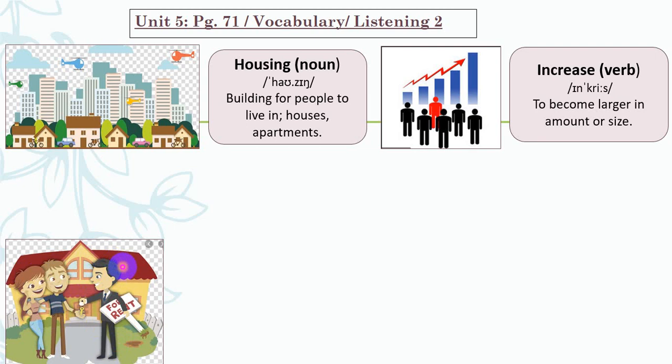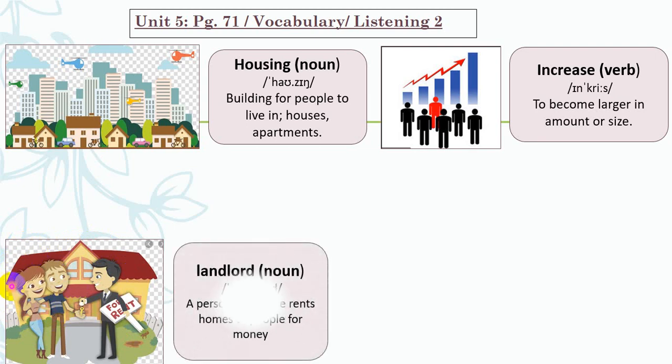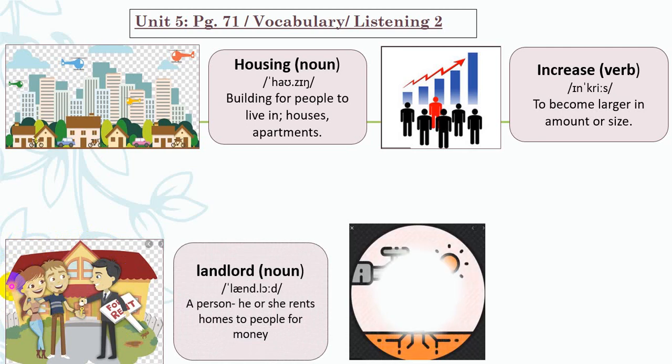A landlord is a person, he or she, who rents a home to people for money. He has an extra house and he gives it to people on rent to get money. Okay, so he is a landlord. He owns this house. They are not the landlord, they are not the owner. Okay, so landlord is a noun: a person, he or she, who rents a home to people for money.